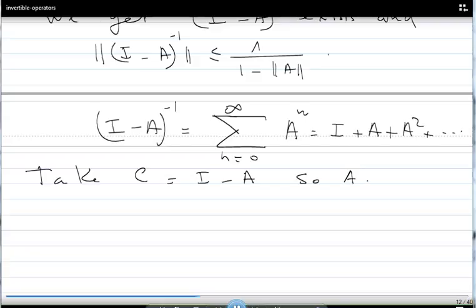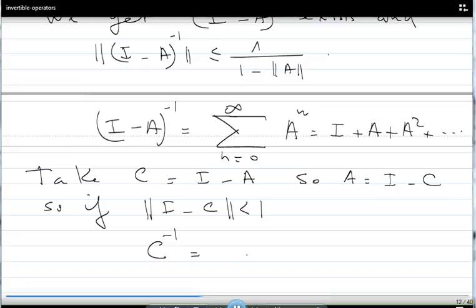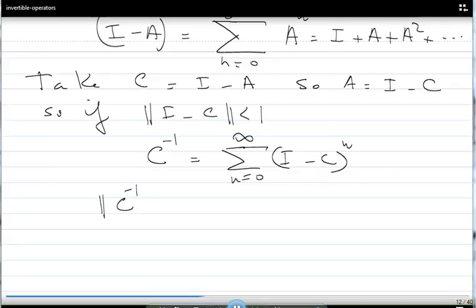So A is equal to I minus C, and the condition on A before implies that, if the norm of I minus C is less than 1, then we can use the same calculation that we just did: C inverse exists, it's equal to the sum of (I minus C) to the power n from 0 to infinity, and the norm of C inverse is less than or equal to 1 over 1 minus the norm of I minus C. So I'm just rewriting what we just found before.